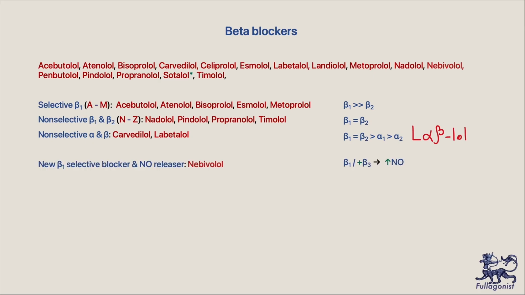There is a new beta-1 selective blocker with ability to activate beta-3 receptors in the heart and in the blood vessels and release nitric oxide from vascular endothelium, causing vasodilation and decrease in systemic vascular resistance. This effect improves peripheral perfusion. Nebivolol is the most cardioselective beta blocker that we have. You can remember it by writing new beta-1 and olol, and there is nitric oxide or NO in the name, which is released from the endothelium. Hope it helps in remembering.